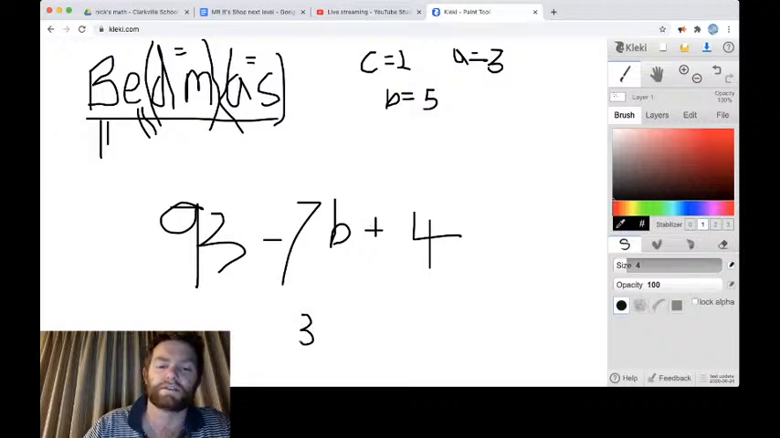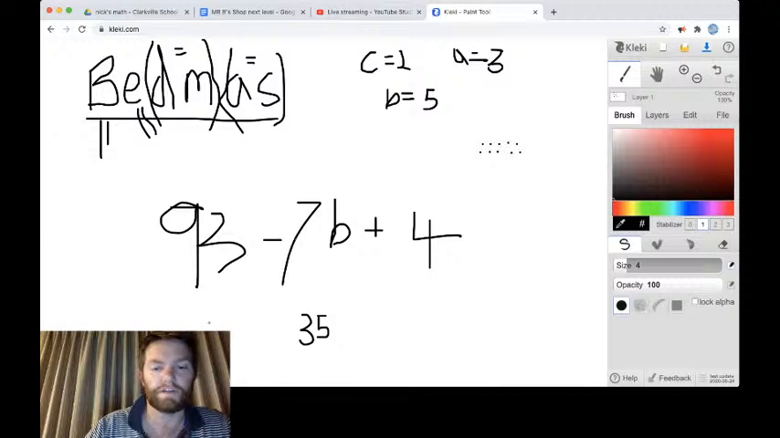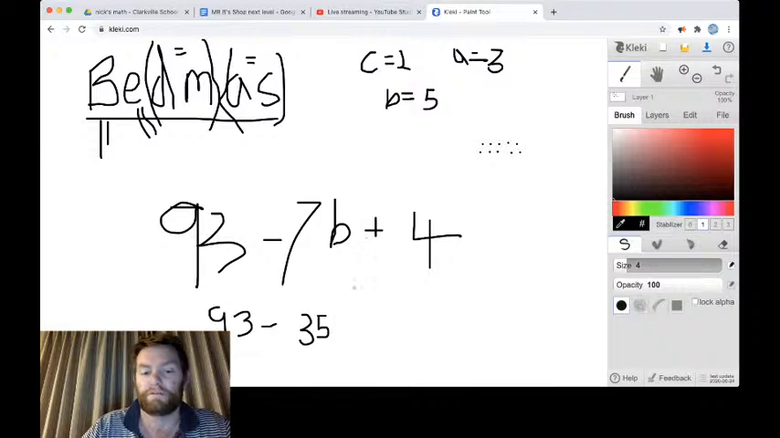Now I know in my head that is 35. It's okay if you don't know it off the top of your head, you can draw your dots: one group of 5, two groups of 5, carry on, and you'll get 7 groups of 5, which is 35. So now I've done my multiplication, I can go 93 take away 35. Take away 30 would be 63, take away 5 would be 58, plus 4.